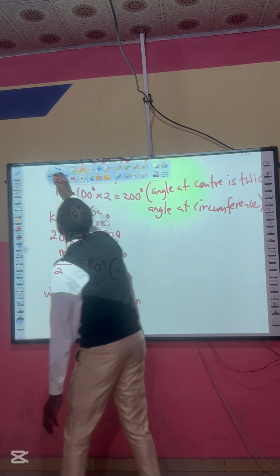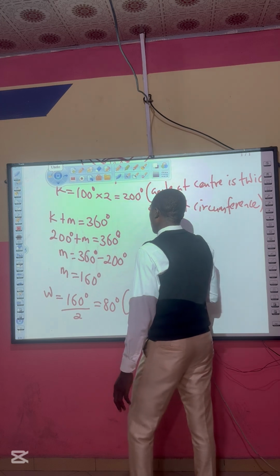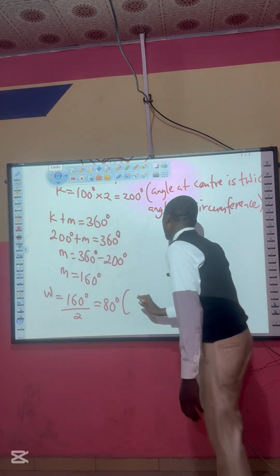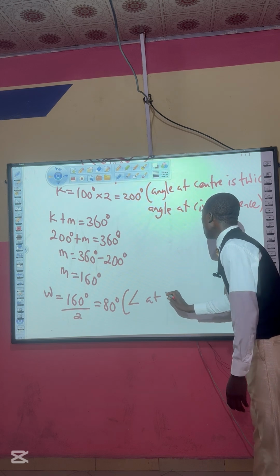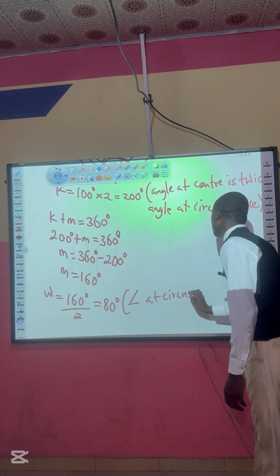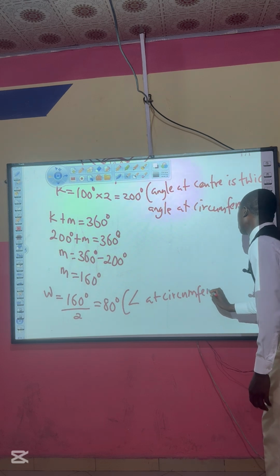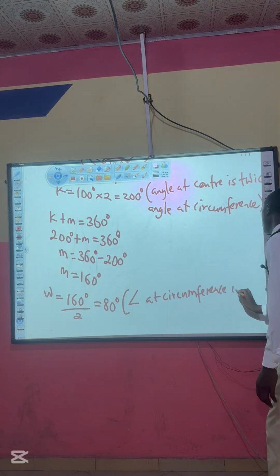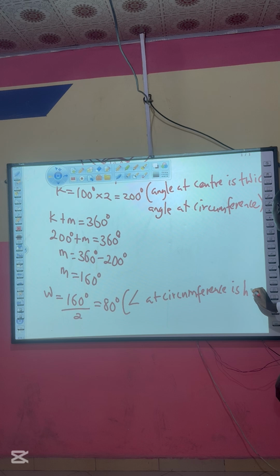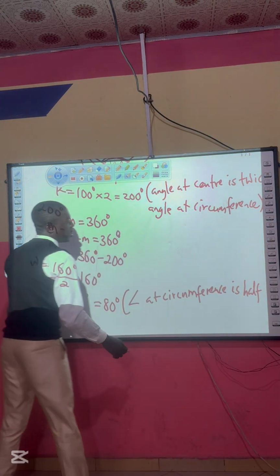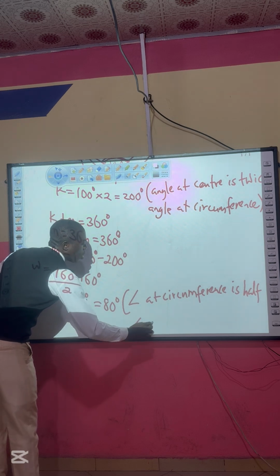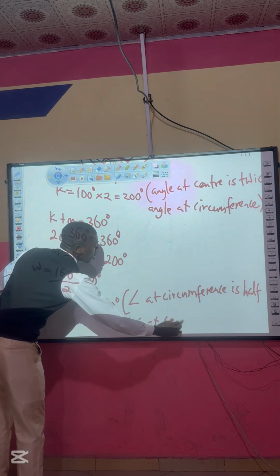Let me write symbolically now. I'm going to say this thing here means angle. So angle at circumference is half, half means divided by 2, angle at center.